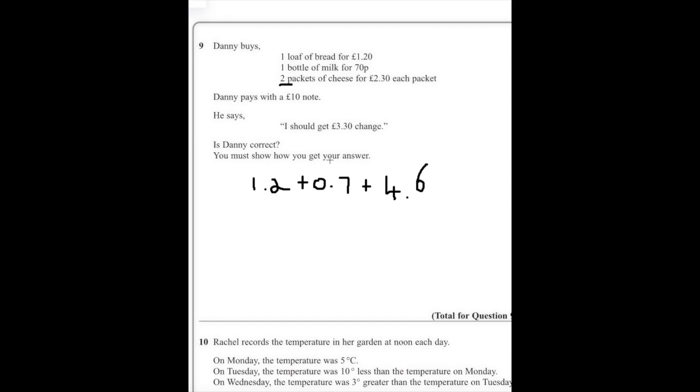I'm sure you guys know how to add, but I'm just going to do it in my head. So 1.2 plus 0.7 is 1.9. 1.9 plus 4.6 is 6.5. Then because he pays with a £10 note and we want his change, you do 10 minus £6.50. It's cost £6.50, so he's going to get £3.50 back, which isn't what he said he should get as change. He says he should get £3.30, therefore Danny is wrong.